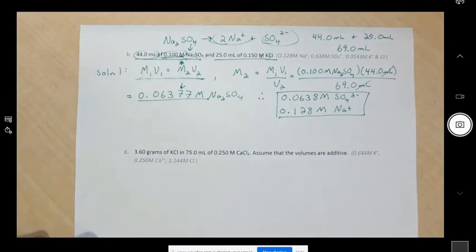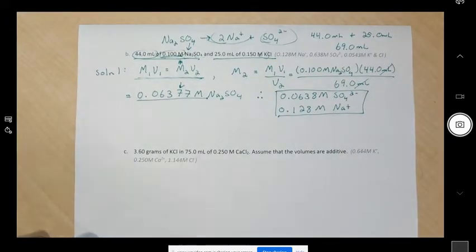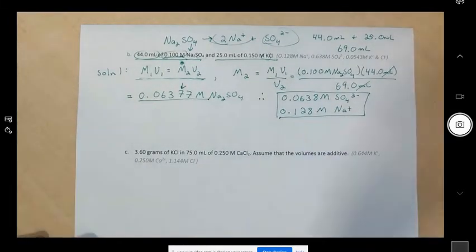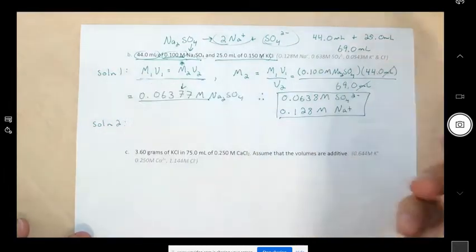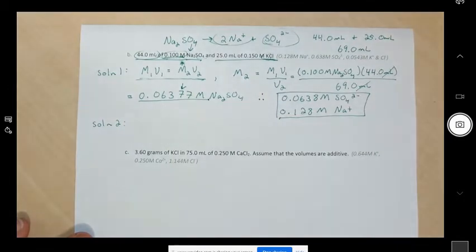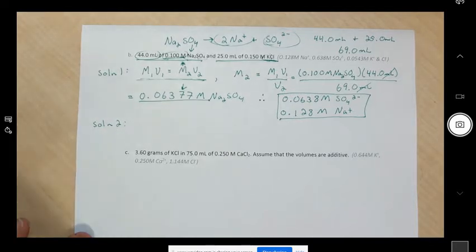So that's what happens when I dilute solution 1, when I add them together. Now we're going to do the same thing for solution 2. Now in solution 2, we've got KCl, which is a 1-to-1 potassium and chloride ion ratio. So I just really have to figure out what my new molarity is.